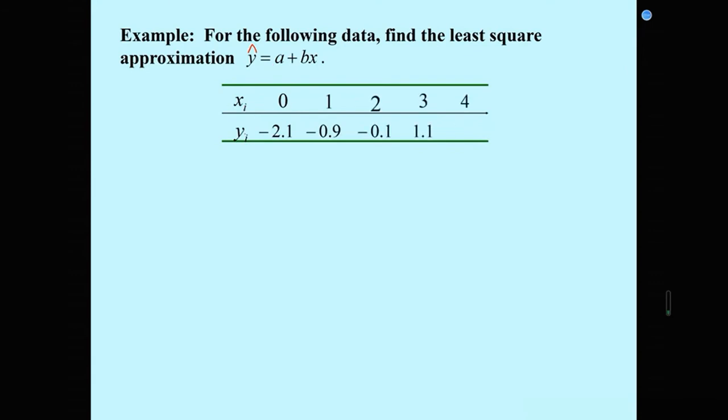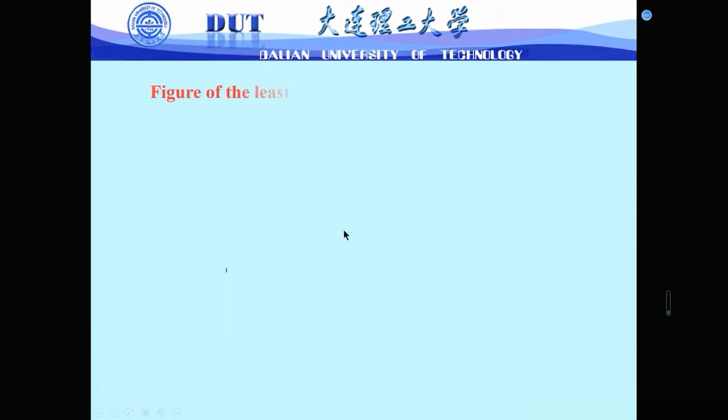Xi equal to 0, yi equal to minus 2.1, and 1 and minus 0.9, 2 and minus 0.1, 3, 1.1, and 4, 1.9. Actually, I show you the figure.